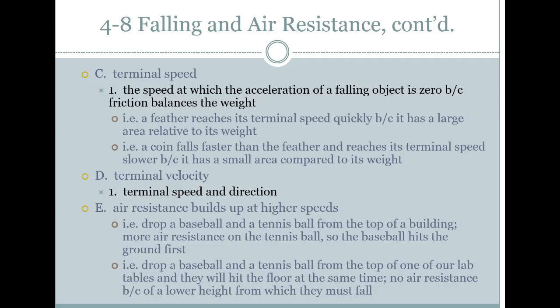A falling feather reaches its terminal speed quite quickly. Its area is large relative to its very small weight. Even at small speeds, the air resistance has a large effect on the feather's motion. A coin, however, has relatively small area compared to its weight, so the coin will have to fall faster than a feather to reach its terminal speed.